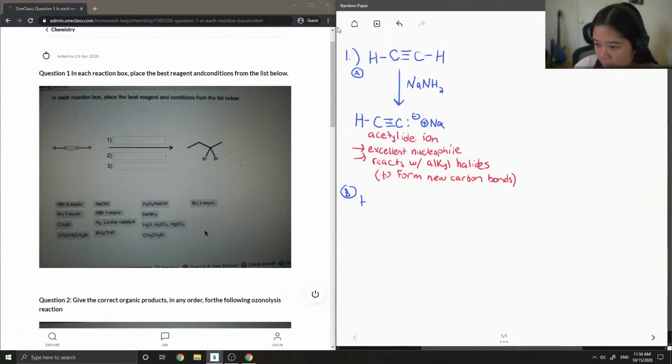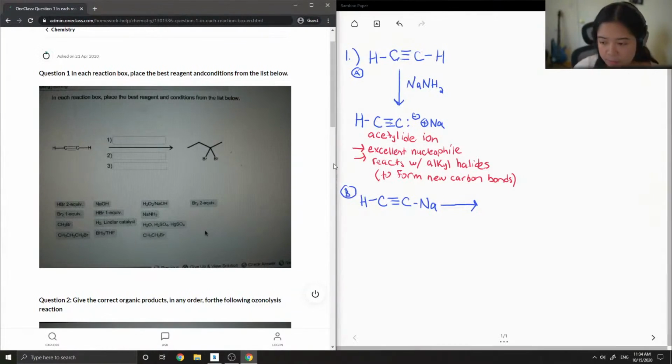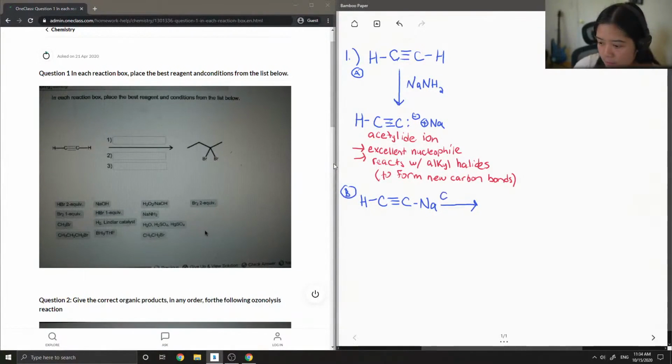So then after we have this acetylide ion, in our final product we add 2 new carbons. So therefore we can use just this ethyl group with the bromine there. And then we're left with this structure.